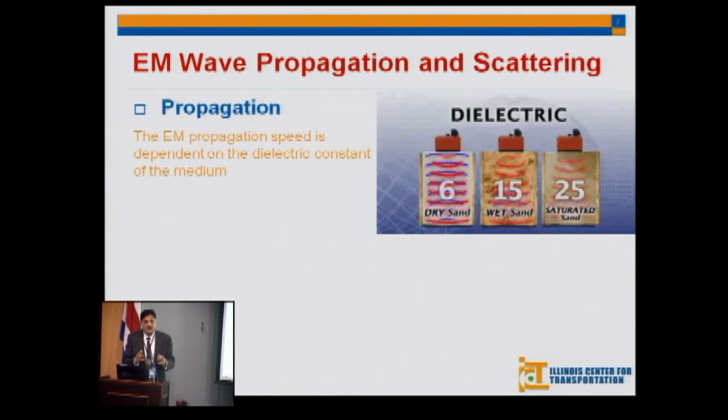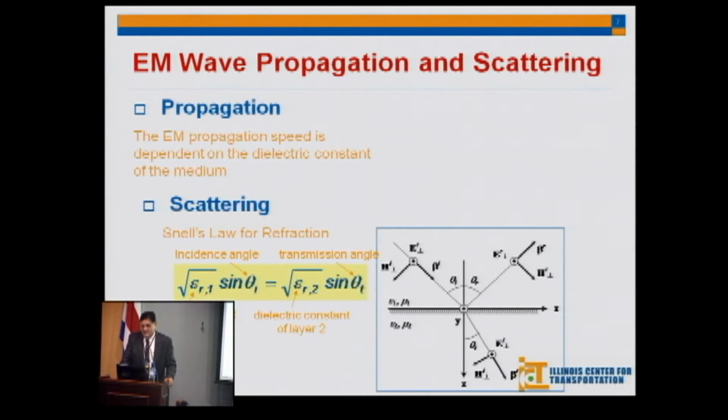Now, the speed here is always taken as the speed of light divided by the square root of the dielectric constant of the material. So, for example, if you look at 6, you take the speed of light, which is 10 multiplied by 10 to the power 8, depending on what units you're using, and you divide it by the square root of 6, and that will give you the speed of the electromagnetic waves inside the dry sand.